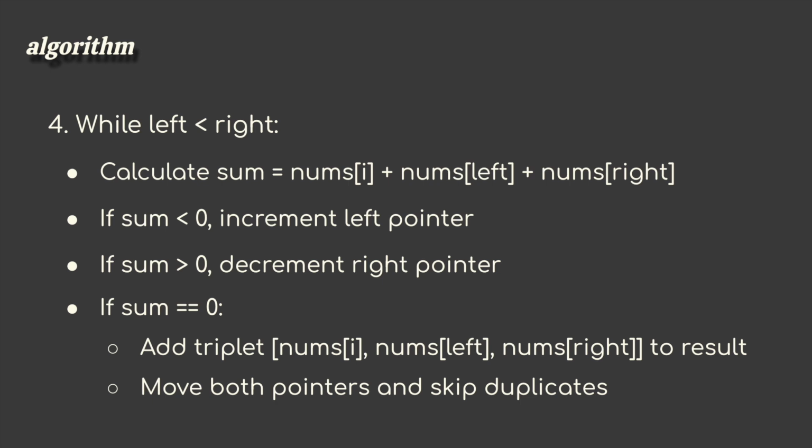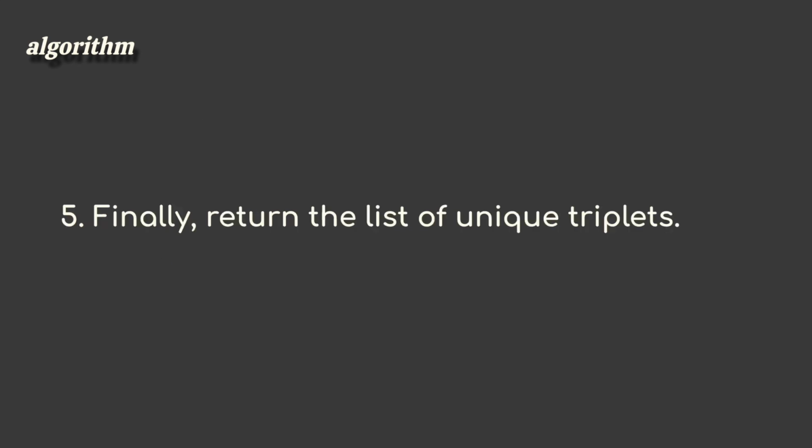If the sum equals 0, then we've found a result, so we add the triplet nums[i], nums[left], nums[right] to the result, and we move both pointers and skip duplicates. Finally, we return the list of unique triplets.